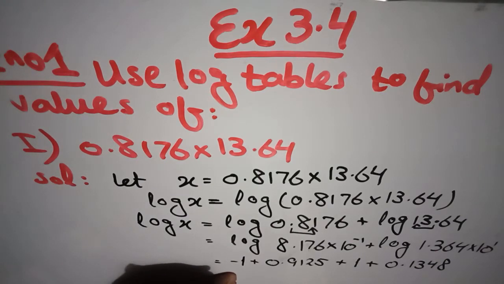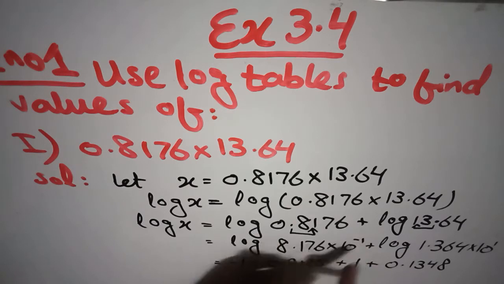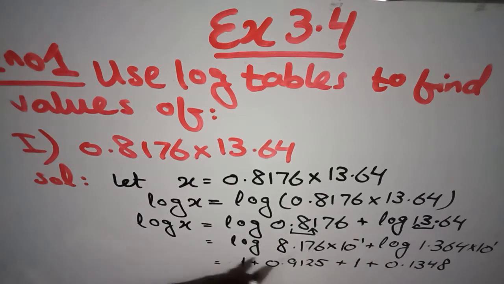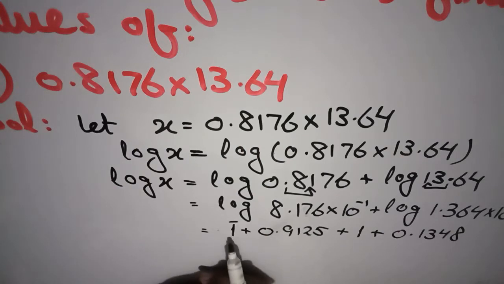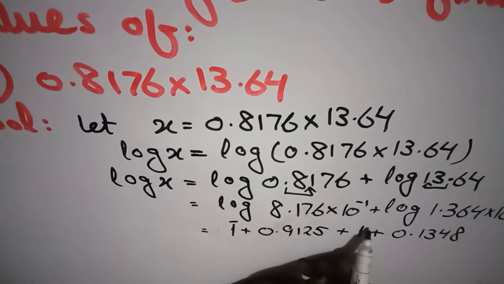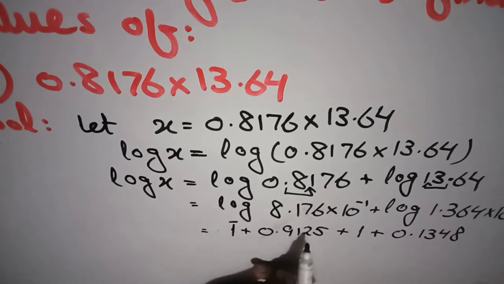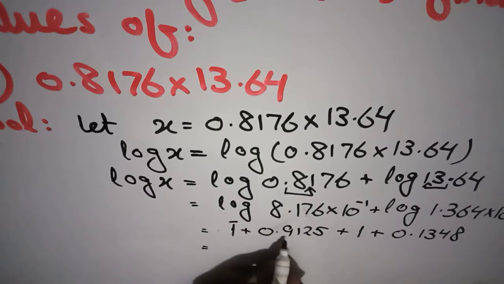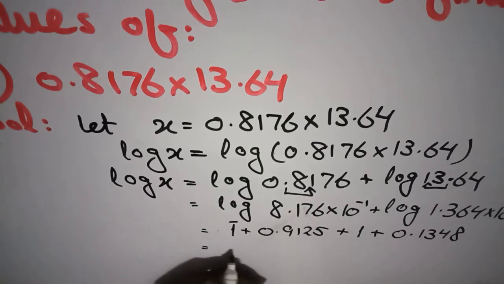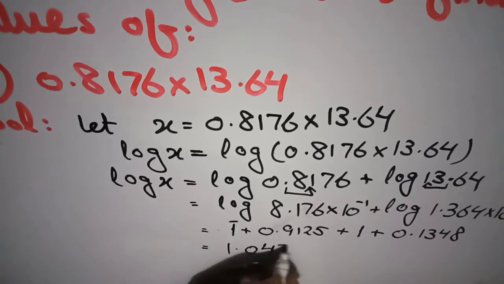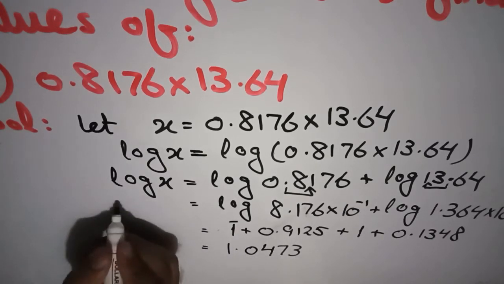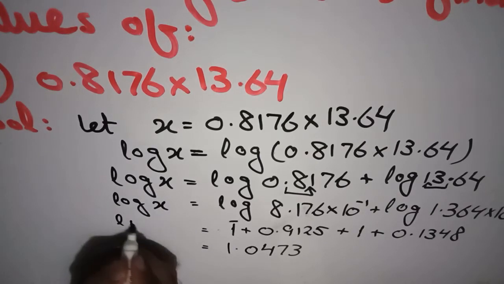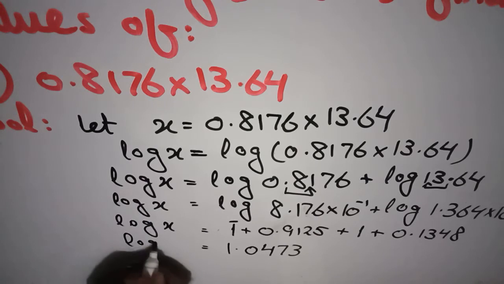As you already know, if the power comes with a minus sign, you will write the minus in the logarithm form. This is the negative value and this is the positive value, so you will subtract these values. By adding these values you will get 1.0473. So log of x is written on this side.